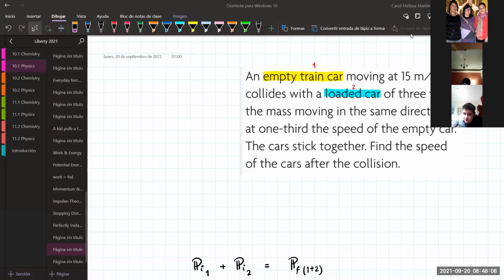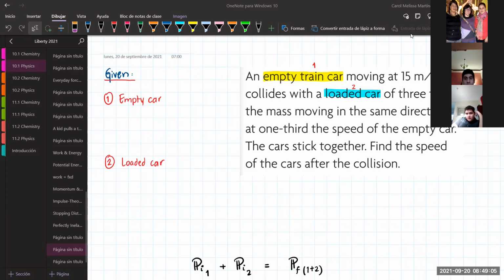We will also do the same separation in the givens. Okay, I'm going to start writing my givens, but I will separate all the information. So I have one object and I have my second object. The first object is the empty car, and my second object is the loaded car. That's my first difference. Now, what do I know about the empty car? Well, I know it's empty. But what else does the exercise tell me?